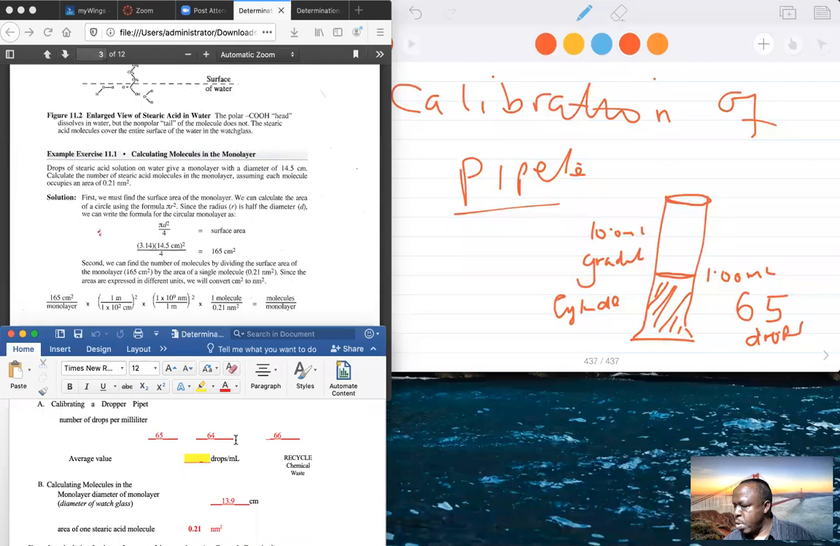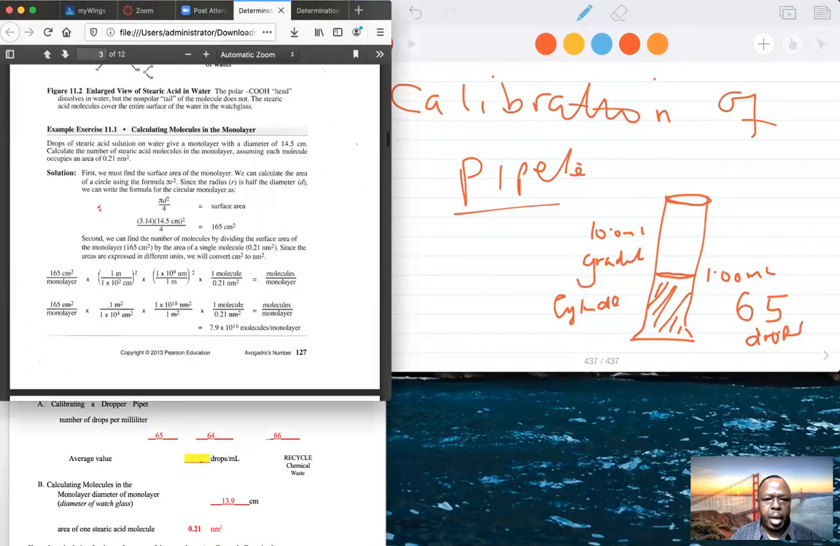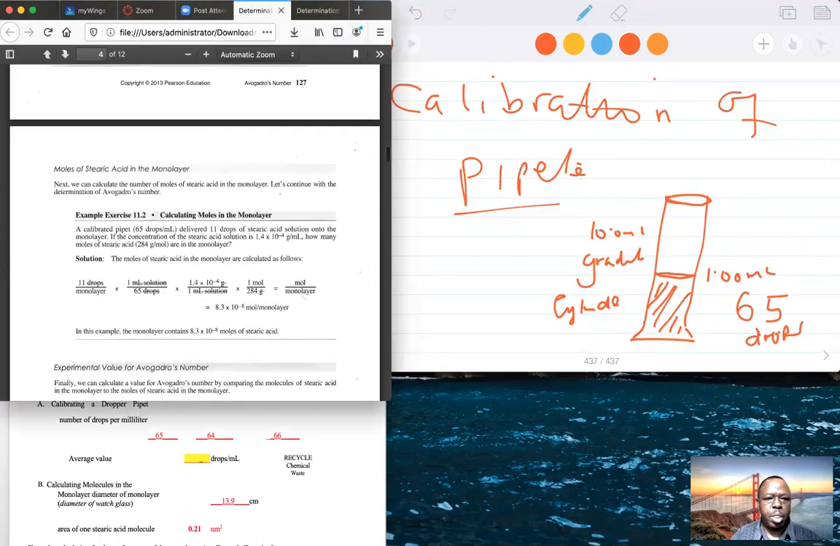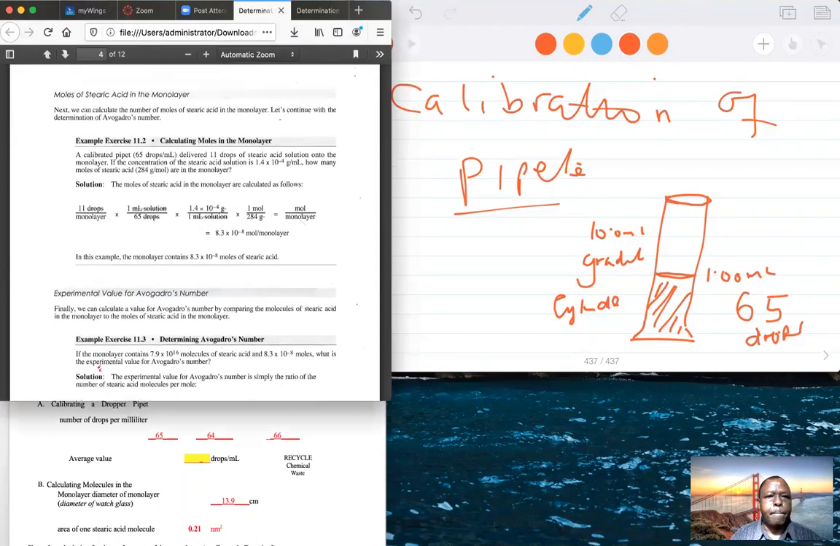This will be used in finding the number of moles, and I'm going to show you on the handout how that works. This one right here is the number of moles in a monolayer. How many moles did we use to make this monolayer? That means the single layer. I don't mean to go back there, but we want to know how many moles.